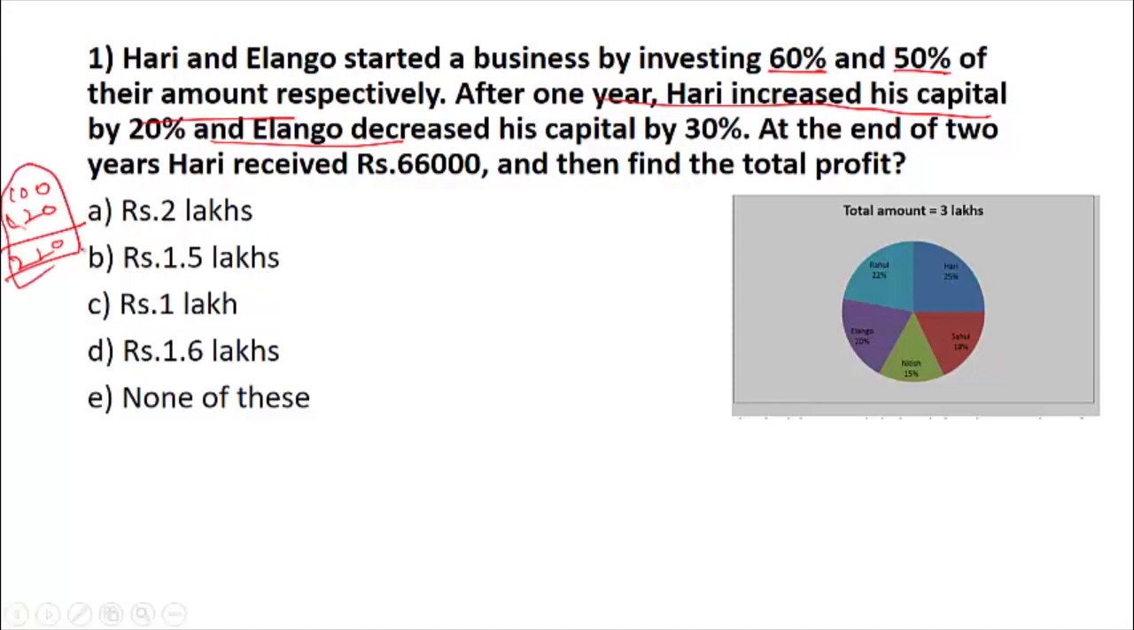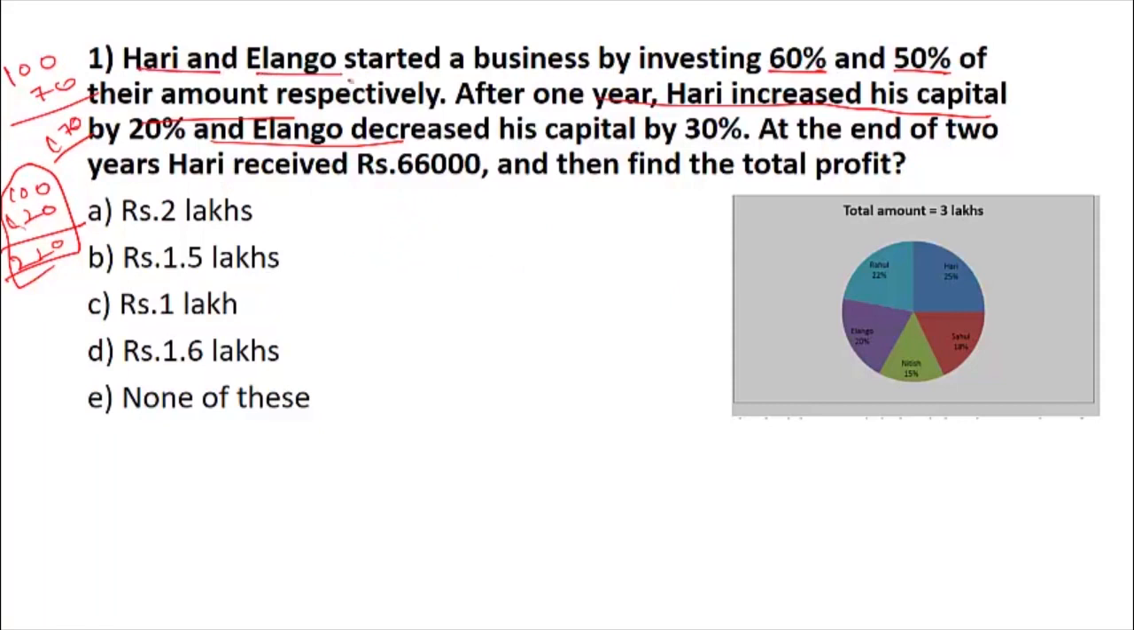So this concept is important to understand here. Similarly, Ilango decreased by 30%. So if his investment is 100, then he has decreased by 30, so it is 70. Then his total investment for 2 years would be 170. At the end of the year, Harish receives 66,000. Let us see how we can approach this.